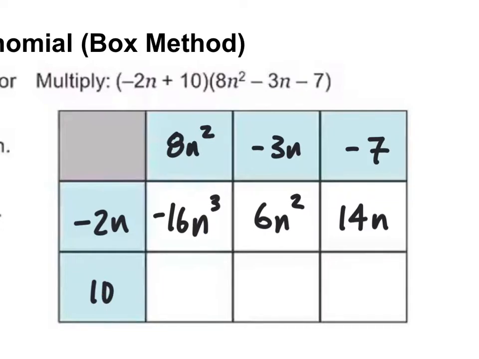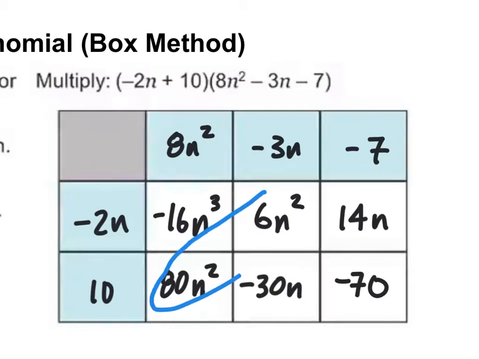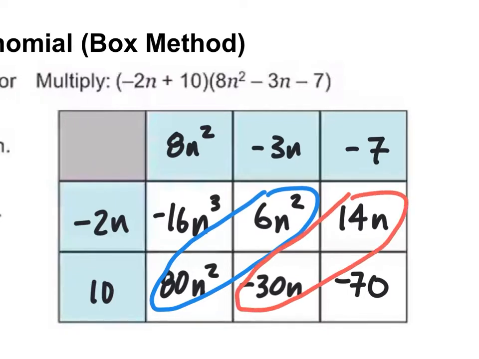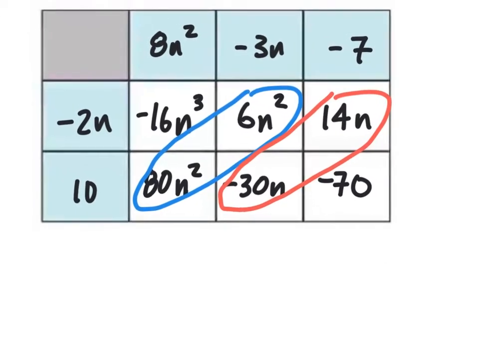All right, so then on the next one, I've got 10 times 8n squared. So 10 times 8 is going to give me 80, and then just keep your n squared. There's no other n. 10 times negative 3n, 10 times negative 3 is going to be negative 30, and then an n. And then 10 times negative 7 gives you negative 70. Now we've got to think about what we can combine here. I can combine the 80n squared with the 6n squared, and I can combine the negative 30n with a positive 14n.